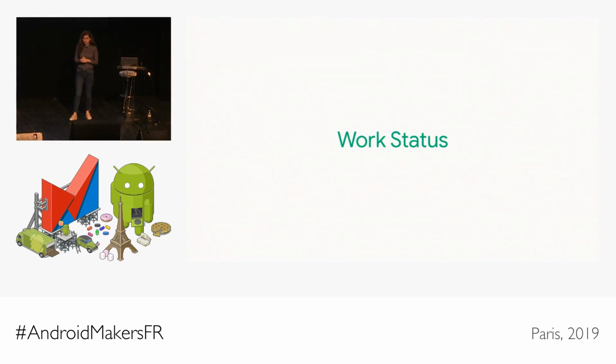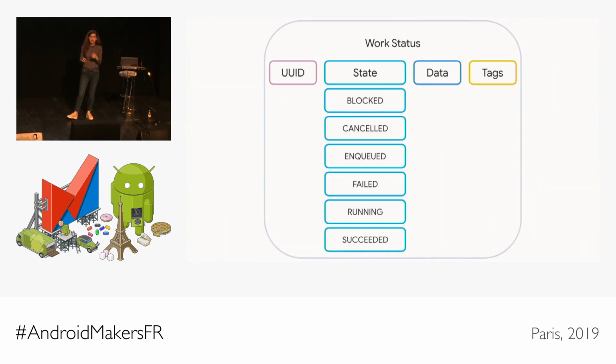Work status. So we defined the task, we defined the type of the task, we started the tasks, and right now we want to know what is the status of our tasks. In order to do that, we are able to get the status using that unique ID, using the State enum, which has blocked, cancelled, enqueued, failed, running, and succeeded, using the input-output data or the tags.